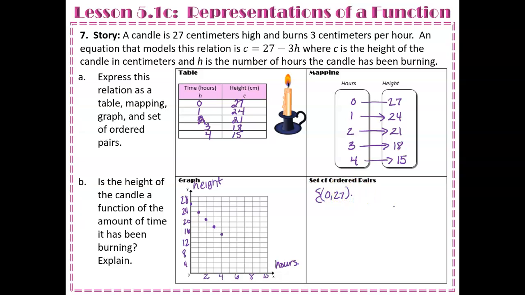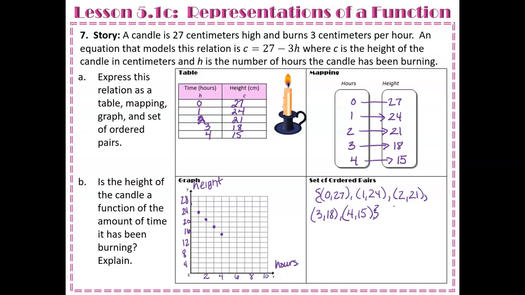0 pairs with 27, 1 with 24, 2 with 21, 3 with 18, and 4 with 15.